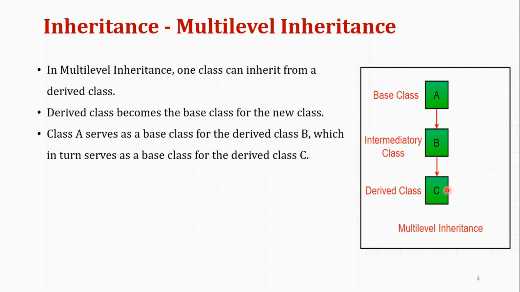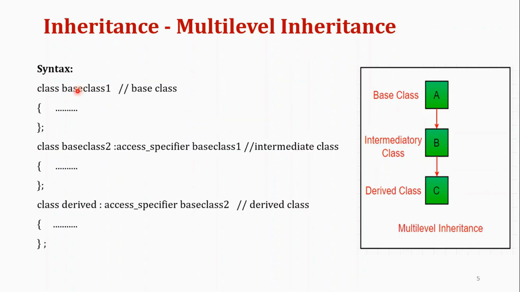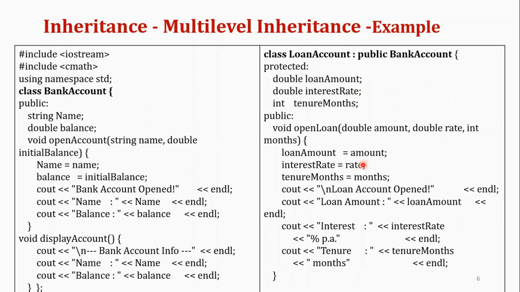So multi-level inheritance is a kind of ladder or staircase or multi-story building. One by one, the classes are inherited to the subclasses. The syntax is: here in the example the base class is A, so class A, and class B colon access mode class A, and then the final, last derived class, colon access specifier and the base class 2. So this is the multi-level inheritance syntax, and we'll see example code.